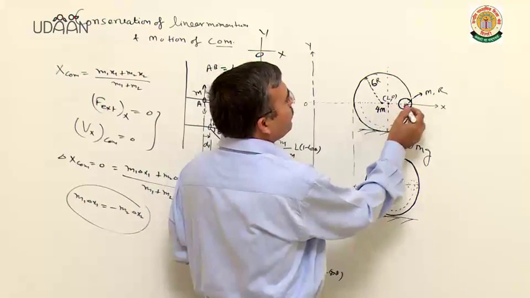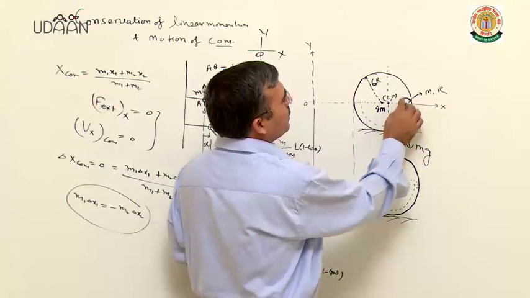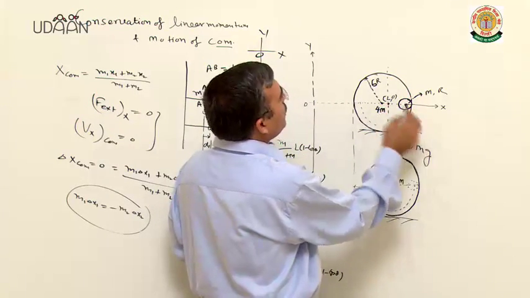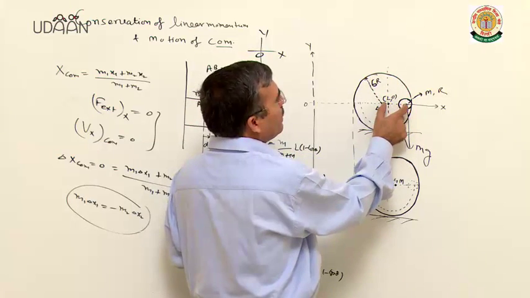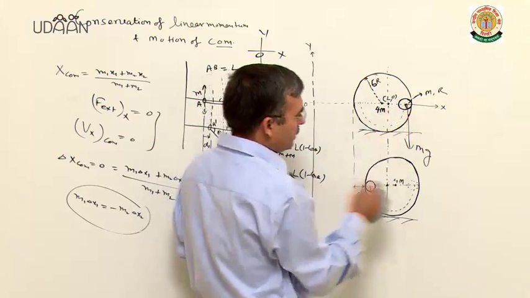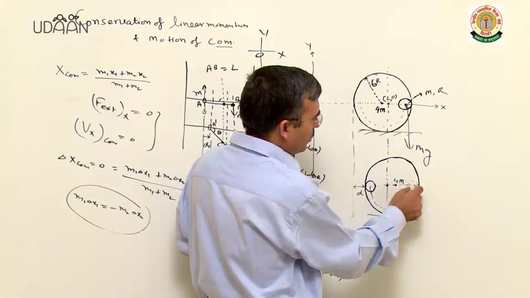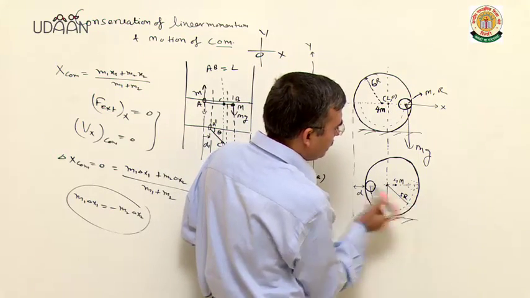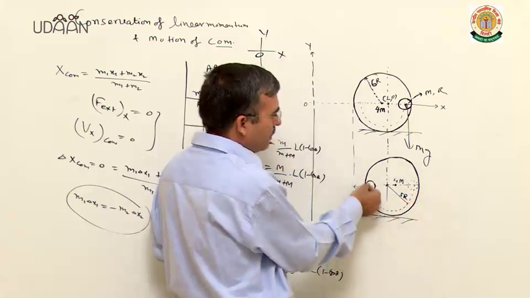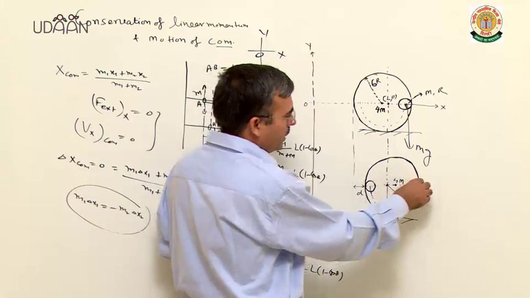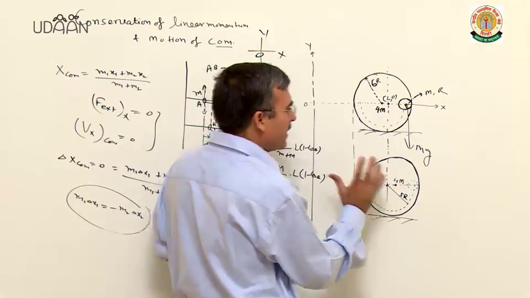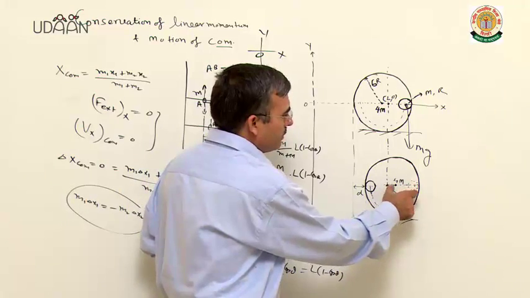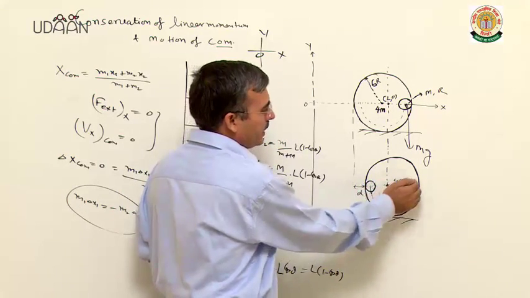So, the center of mass of the small sphere is 6r, 5r away from the bigger sphere. So, it will move on a radius of 5r. When it comes to that position, it is shifting in the x direction by 10r. Clearly, it is 5r, it is 5r, 10r.